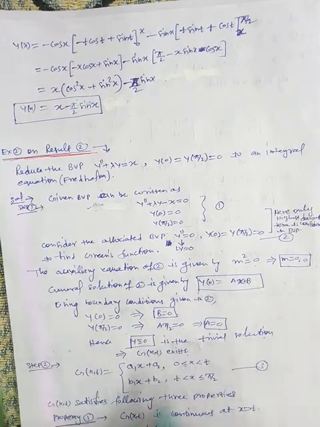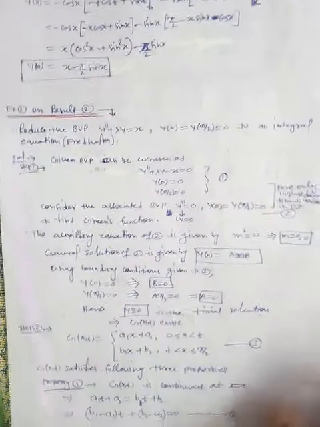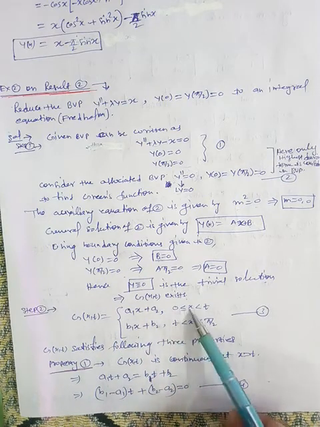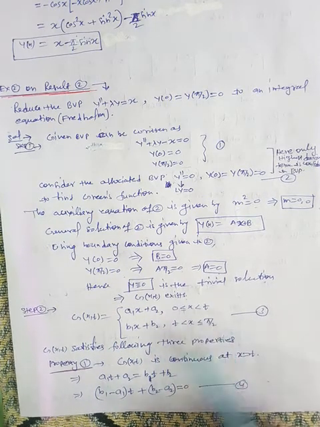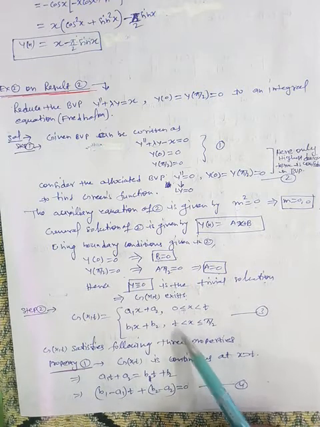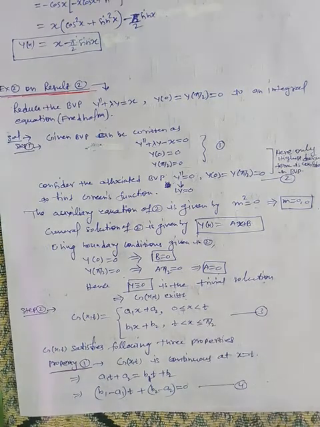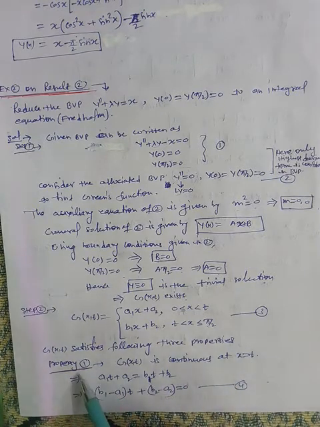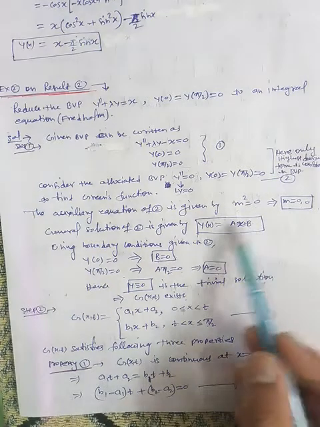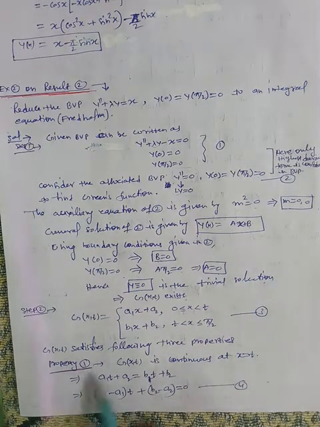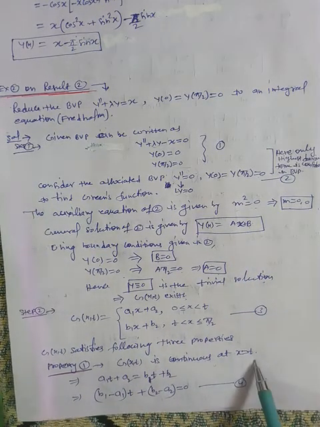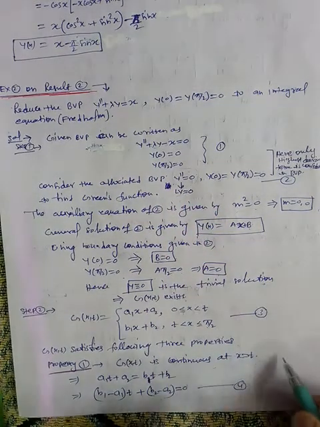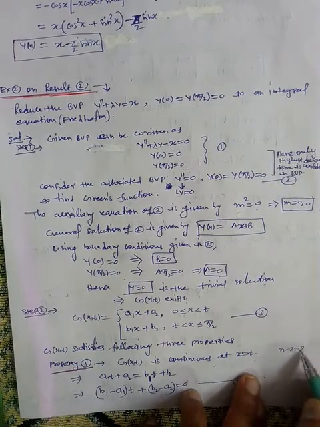Now step number 2, find out the Green's function. G(x,t) is given by a1 x + a2 when x varies from 0 to t, and b1 x + b2 when x varies from t to pi/2. Now G(x,t) satisfies the following three properties, inspired from the general solution. Property 1: G(x,t) is continuous at x = t, because the highest order derivative is 2, so n minus 2 is 2 minus 2, which is 0.